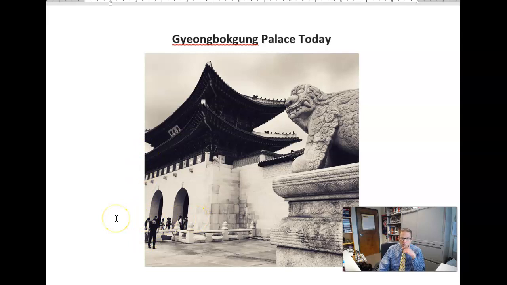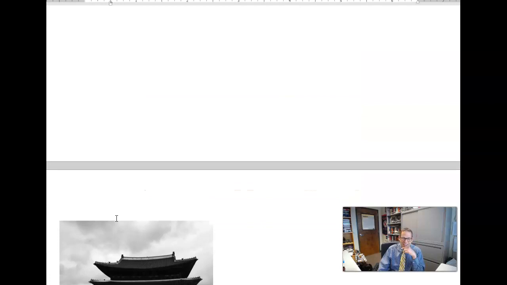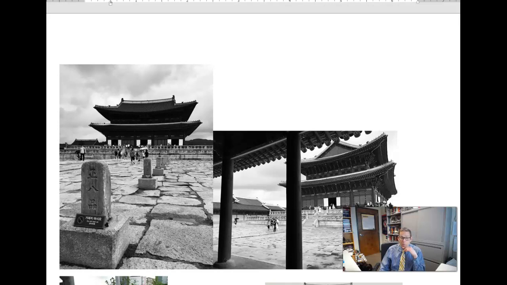This photograph was taken back in 2018, I think. Think back now when I was there. And that's the palace today. They are, by the way, rebuilding a lot of the buildings that were destroyed during the Japanese colonization at the turn of the century. A lot of buildings are being rebuilt today. But that is the main throne hall you saw in the earlier photographs.